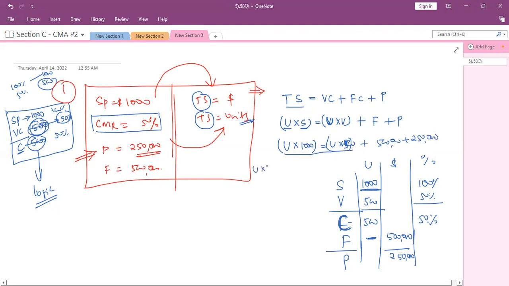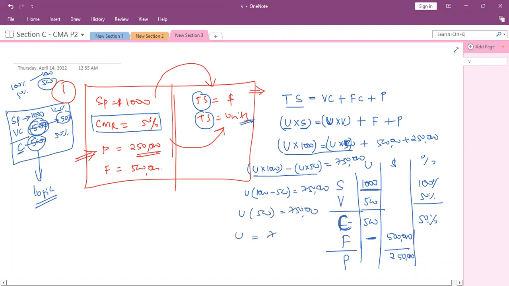Then these two are there. Units into 1000 minus units into 500 is equal to 750,000. Units common, 1000 minus 500 is equal to 750,000. Then units is equal to 750,000 divided by 500, which is 1500 units. This is total units, not break even. Now multiply with selling price. Dollars: 1500 into 1000, 1,500,000.